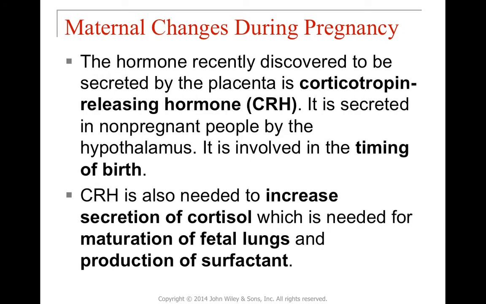We also secrete corticotropin releasing hormone, or CRH. It's normally secreted by non-pregnant people, so it is a hormone that's normally in circulation, but it's in much lower levels, and it's going to be secreted by the hypothalamus, and that's going to help with the timing of birth. So it's going to help with induction of birth itself, and it's also going to increase the secretion of cortisol. In fact, that's the primary role of CRH, is to increase cortisol secretion.